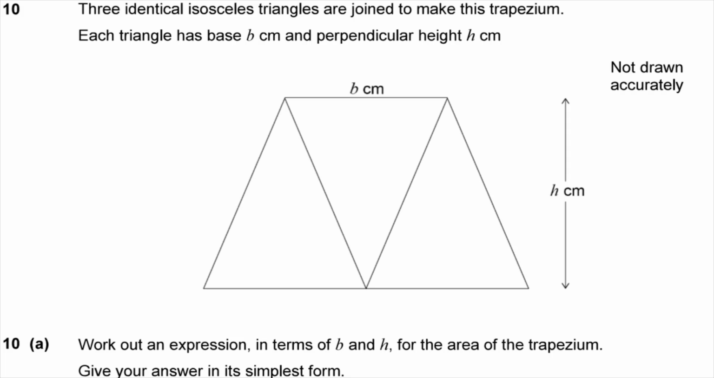Question 10. 3 identical isosceles triangles are joined to make this trapezium. Each triangle has a base of b and a perpendicular height of h. Work out an expression in terms of b and h for the area of the trapezium and give your answer in its simplest form. Okay, so first off, we know that these are 3 similar triangles. So if the baseline of that middle triangle is b, then this also has to be b, and this also has to be b. So that's quite helpful, because then if this is from b to here, we know that this must be 2b from here to here.